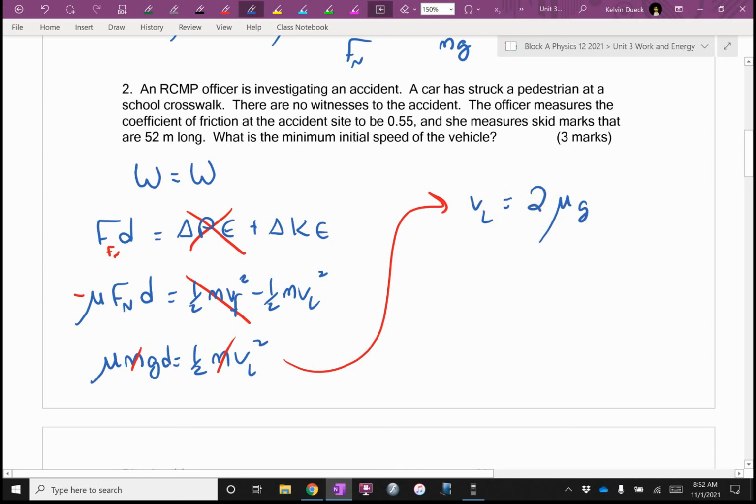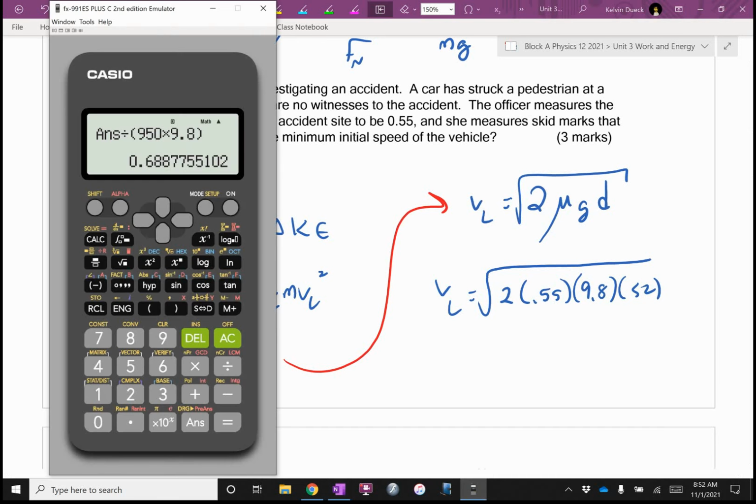I did this last time too. I forgot to drop the d down. I caught myself this time though. d, square root. I think that's right. V initial is going to be the square root of 2 times 0.55 times 9.8 times 52.